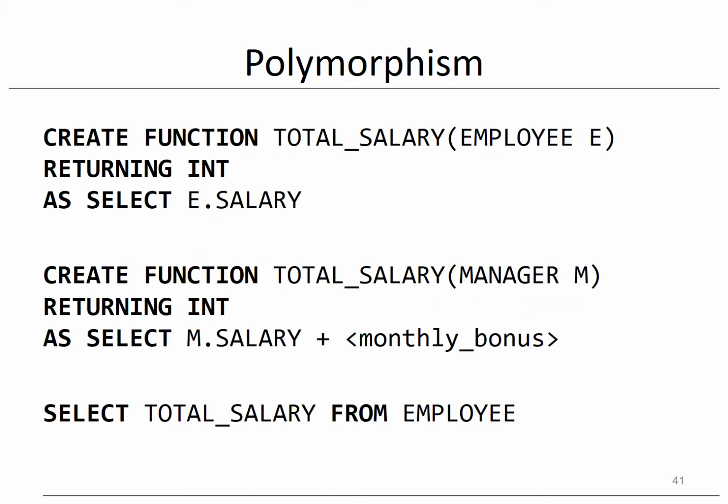Consider the example depicted here. The total salary function takes one employee tuple as input and returns the salary as an integer. We can now further specialize this function in a manager subtype as shown by the second create function statement. The monthly bonus part refers to a manager-specific add-on, which can be implemented as desired. We now have two versions for the total salary function, one for regular employees and one for managers.